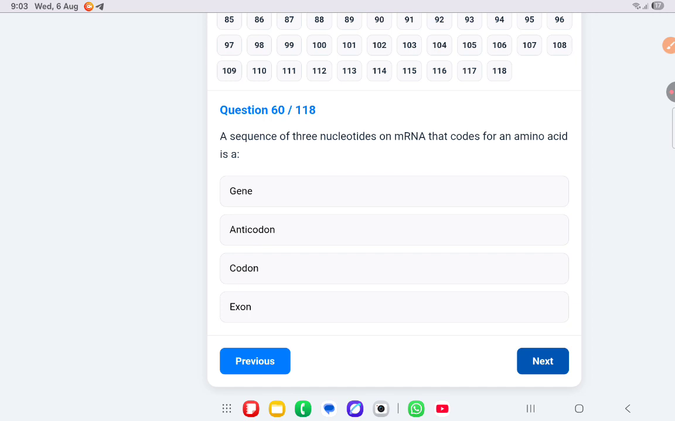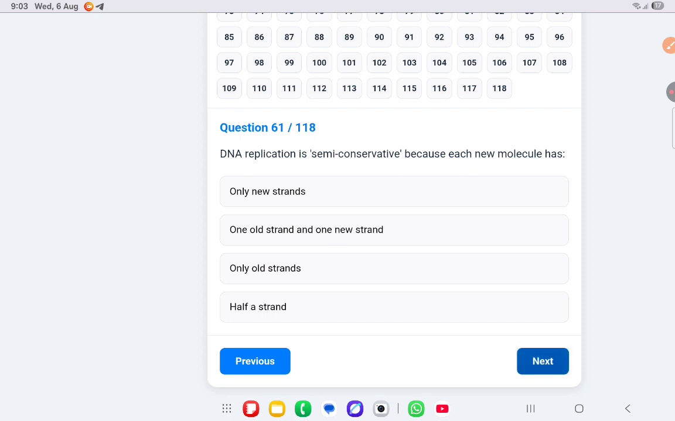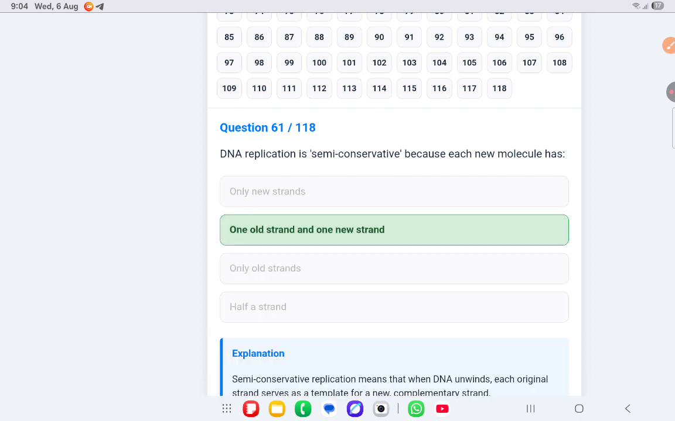Next, a sequence of 3 nucleotides on a mRNA that codes for an amino acid is codon. Next, DNA replication is semi-conservative because each new molecule has one old strand and one new strand.